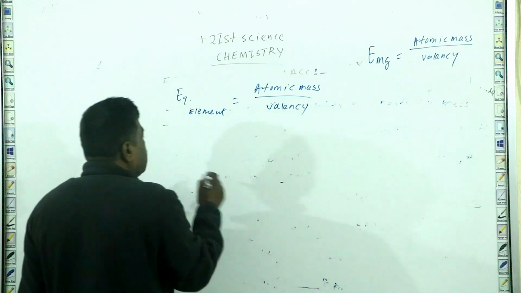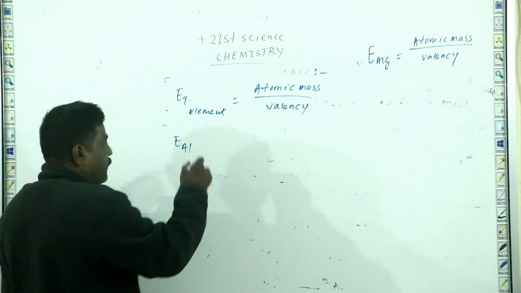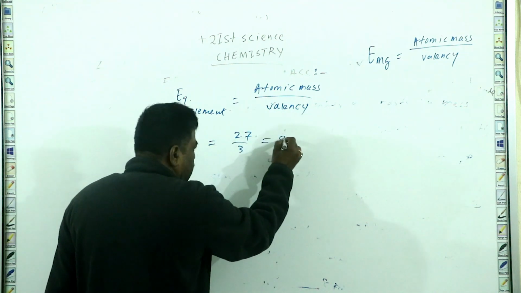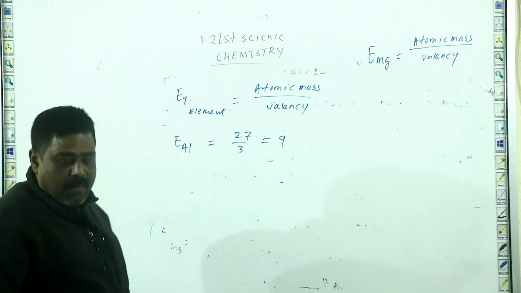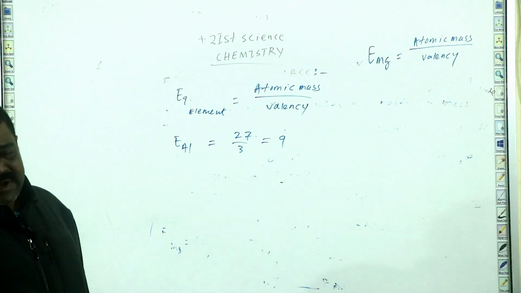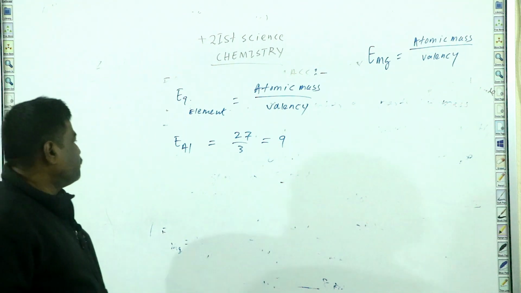So now if I talk about the equivalent mass of aluminum, then you can blindly say the atomic mass is 27 and valence is 3, so the equivalent mass of aluminum is 9. Right? For all elements, the atomic mass divided by valency gives the equivalent mass.